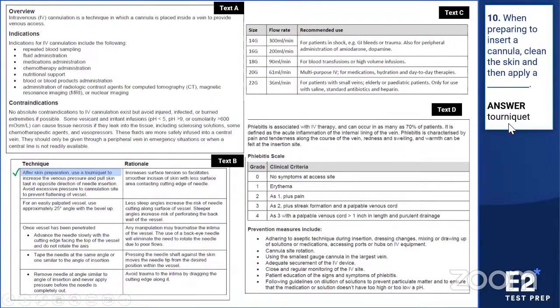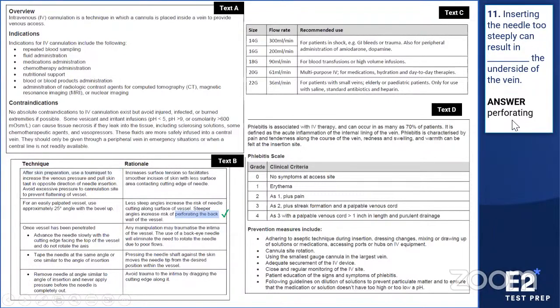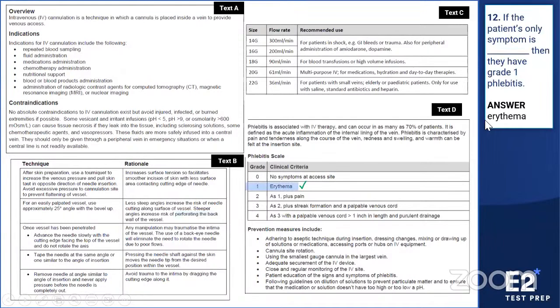Now, number 10 is usually pretty easy. Everyone gets apply a tourniquet. For number 11, inserting the needle too steeply can result in perforating the underside of the vein. It's not perforating the back, although that's highlighted. The correct word to complete the sentence is perforating. Underside is synonymous with back. So you only need the word perforating there.